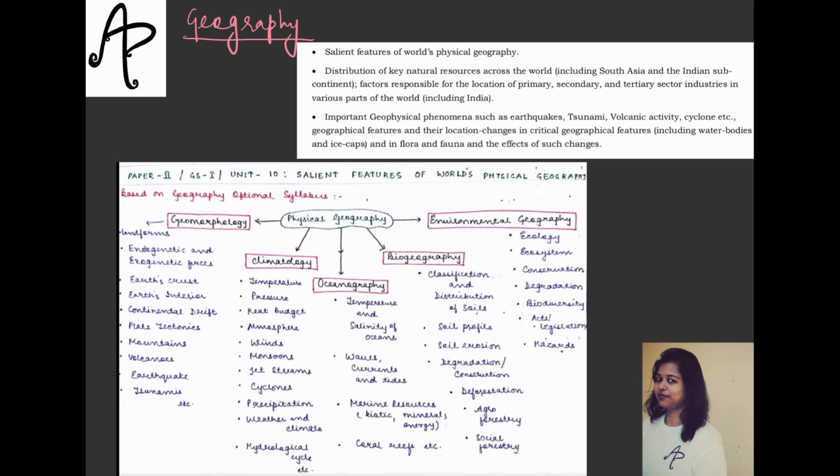Now, when they talk about the salient features of world's physical geography, your physical geography will include so many things. For example, geomorphology, climatology, oceanography, biogeography and environmental geography. Now, if you talk about geomorphology, basically it relates to the things related to your landforms. In the landforms, let's say we talk about the formation of it with the help of different forces. For example, endogenic and exogenic forces. Then you have the Earth's crust and the Earth's interior. So the outer layer also and the interior of the Earth also. This is what I'm already teaching right now in my geography series, the crust, mantle, core, etc. So that also you can check from there.